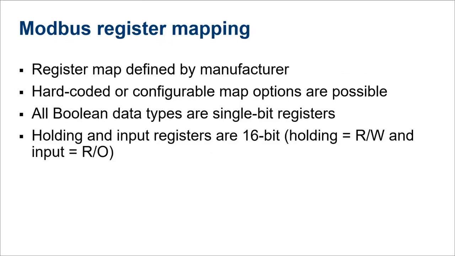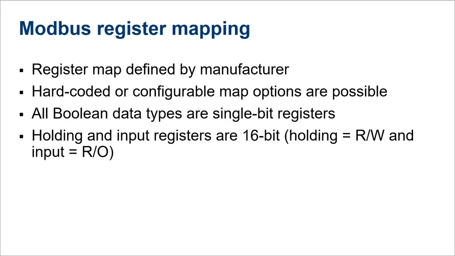Register mapping is defined by a manufacturer. Modbus is, like I mentioned, one of the most common protocols used today. It is very simple for vendors to implement, and it's very low overhead, so it doesn't put a major strain on the hardware being used. When a register map is defined, it can be either hard-coded into the device if it's simple, or you can have a configurable map option.